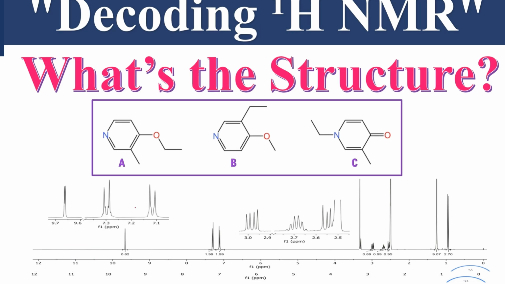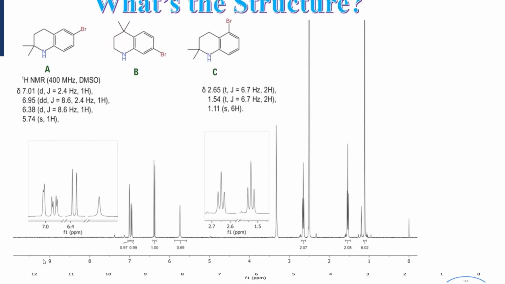Today we are going to identify the structure using 1H NMR. So this is a given set of data where we have the 1H NMR and we have to identify the structure, which one is the correct one from A, B and C. So let us start the video.